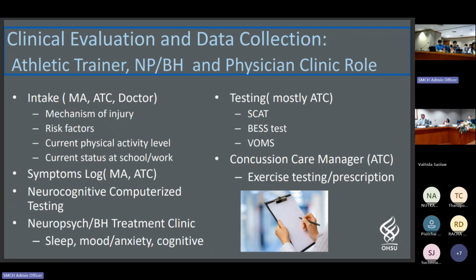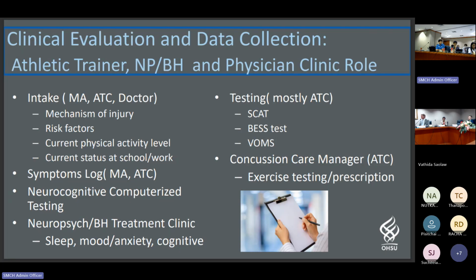This is what we do in our clinic. I'm going to explain how we run our concussion clinic. Basically, we have an intake for the patient from the medical assistant, which is MA, or the athletic trainer, or the doctor, but we work together. Our athletic trainer goes over the mechanism of injury, goes over risk factors for recovery, and talks about current physical activity levels and current status at work and school, among other things. We do a symptom log, which gets input into our electronic medical record. We do use a computerized neurocognitive test periodically, but we mostly access it from the high school that does it at the time of injury.